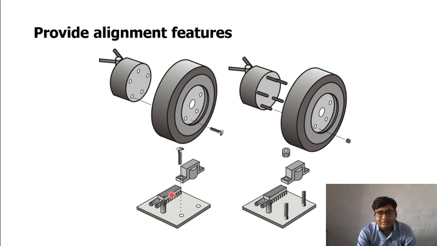Similarly, here is another example. If we have this kind of design, then we need to worry about alignment of both these features. But if we have this kind of design, it will self align and we need not worry about alignment.